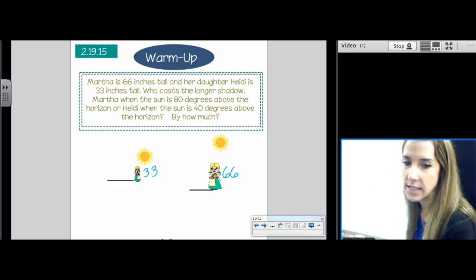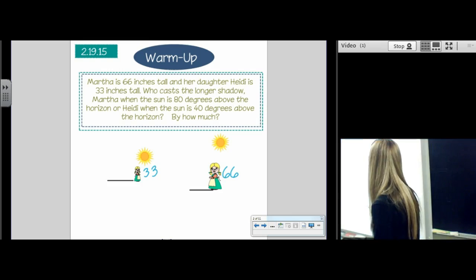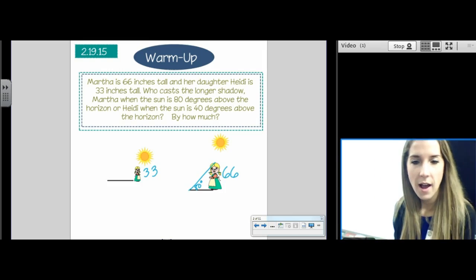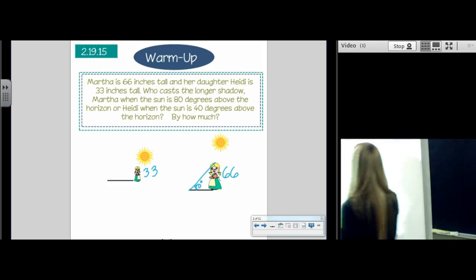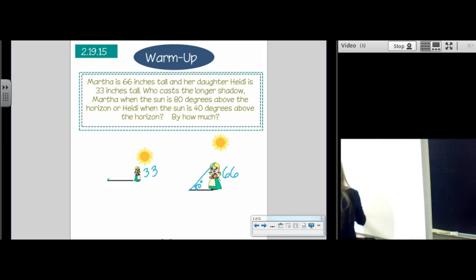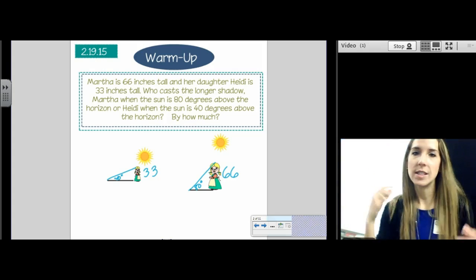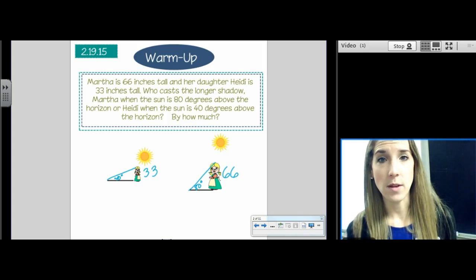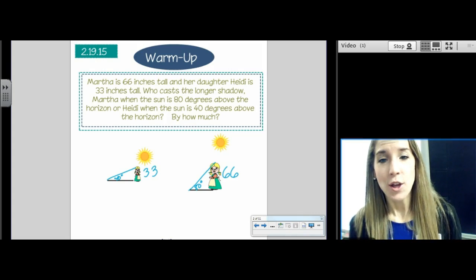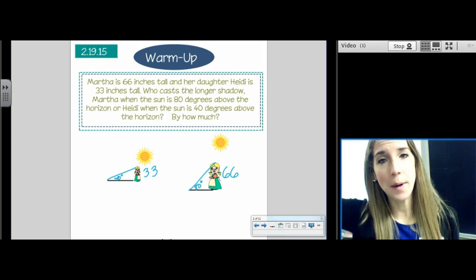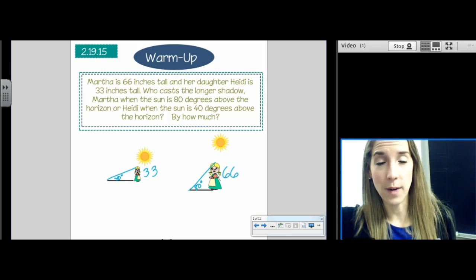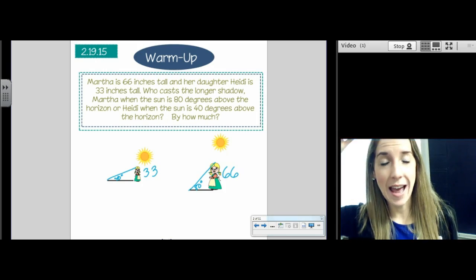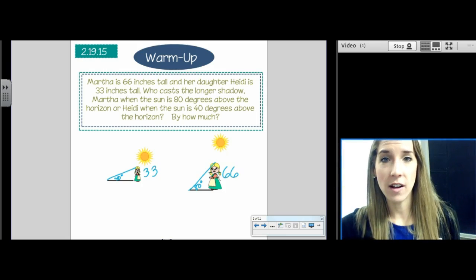Martha when the sun is 80 degrees above the horizon, or Heidi when the sun is 40 degrees above the horizon. Obviously when that angle is bigger, like 80 is bigger than 40, your shadow is going to be shorter. When the sun's right above you, you almost don't have a shadow, right? But as the sun starts to set, your shadow gets longer and longer.